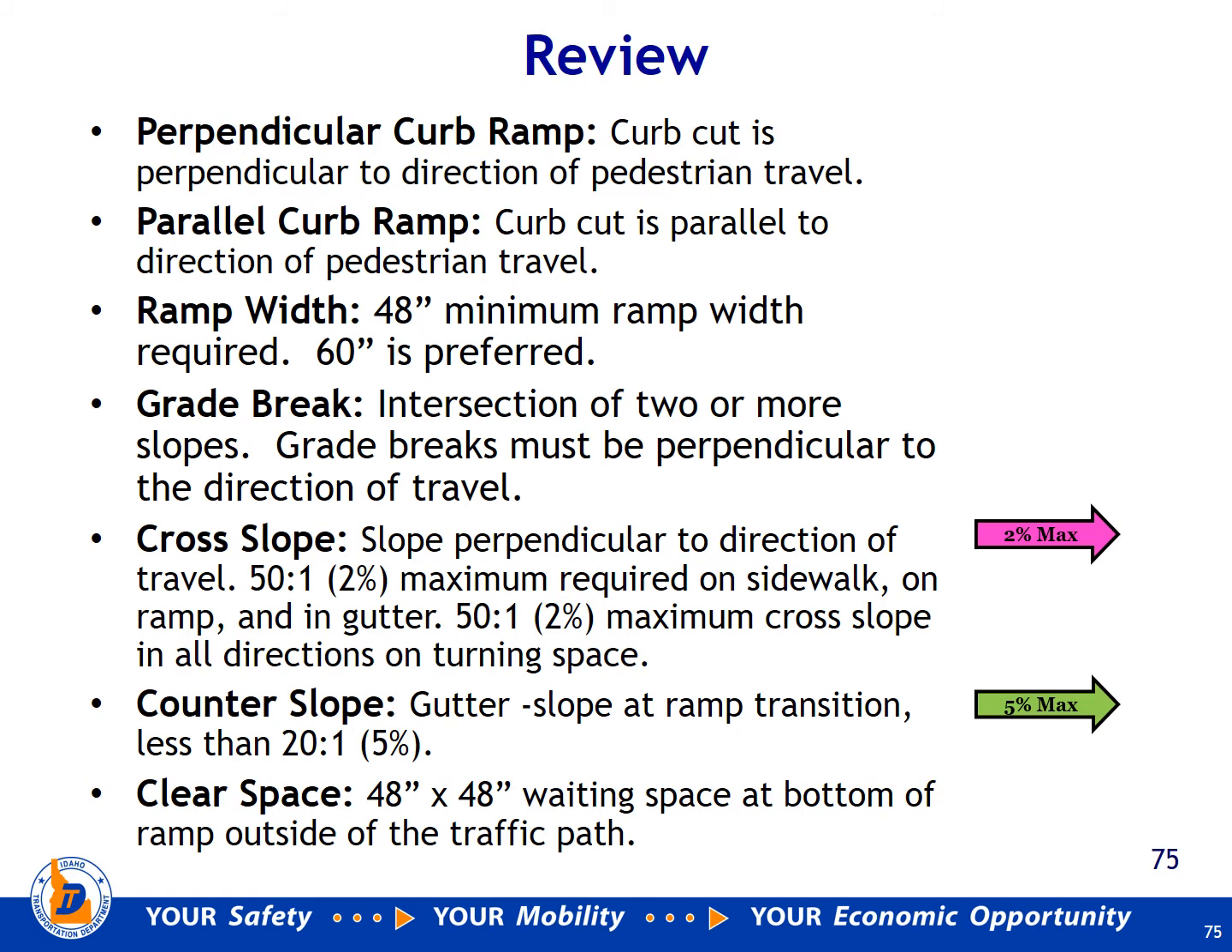Ramp width, 48-inch minimum ramp width is required. 60 inches preferred. Grade break, this is the intersection of two or more slopes. Grade breaks must be perpendicular to the direction of travel. Cross slope, this is the slope perpendicular to the direction of travel. This is a 50-to-1 or 2% maximum requirement on sidewalks, ramps, and the gutter. The 50-to-1, 2% maximum cross slope is a requirement in all directions for the turning space.